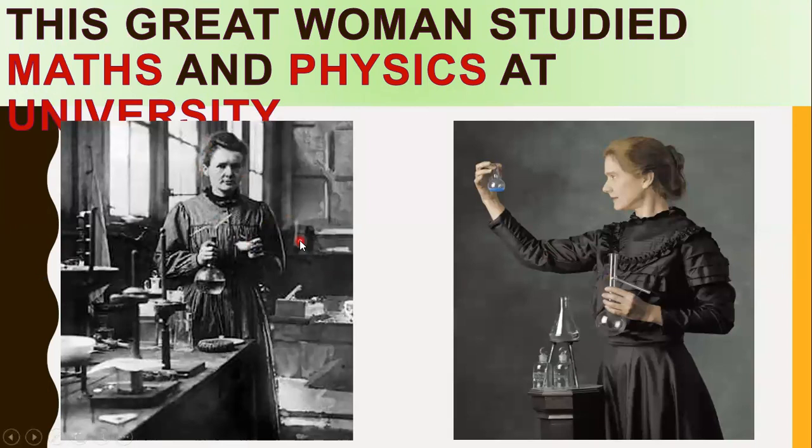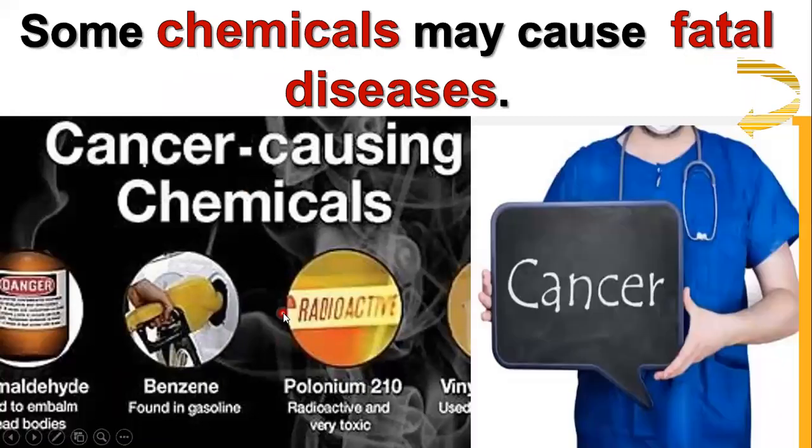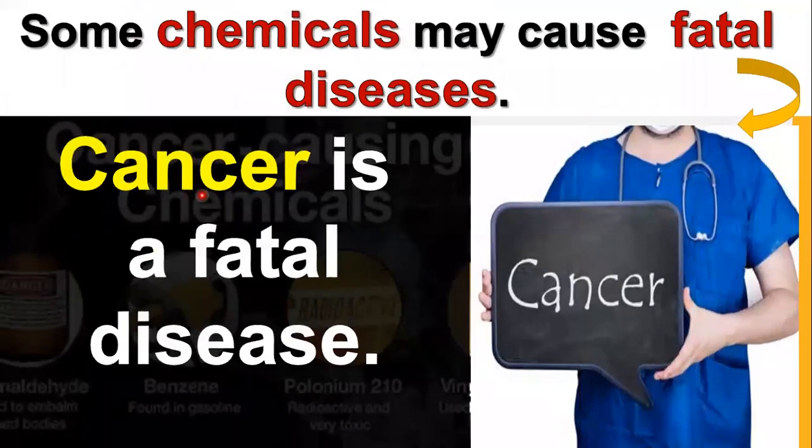This great woman that our lesson is about is Marie Curie. Marie Curie studied math and physics at university. Some chemicals may cause fatal disease. We have just studied the words fatal, disease, and chemicals in Unit 8. These fatal diseases, such as cancer. Cancer is a fatal disease.